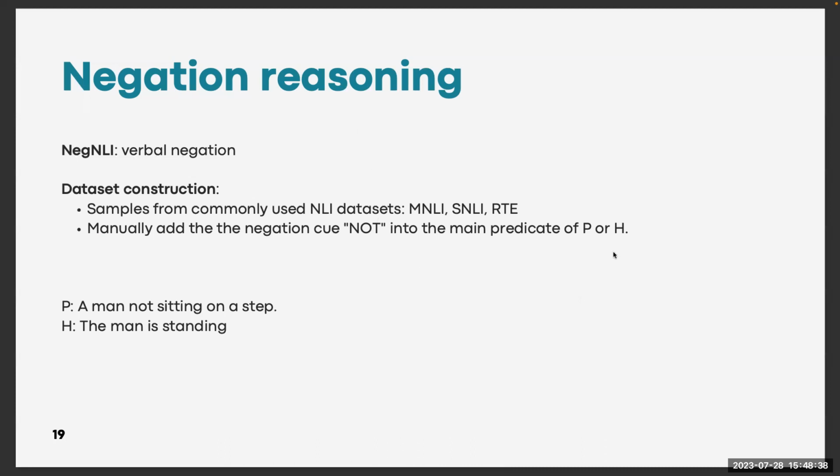Okay, so going back to the first NLI data set, they just collect samples from commonly used NLI data sets, and they just add the negation "not" into the main verb of those sentences. So for example, here they just add the "not" associated with the verb "sitting". So those samples are very simple.